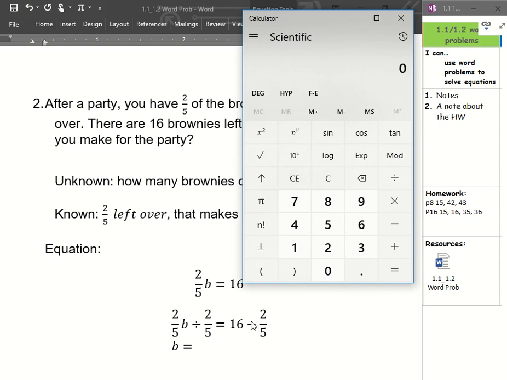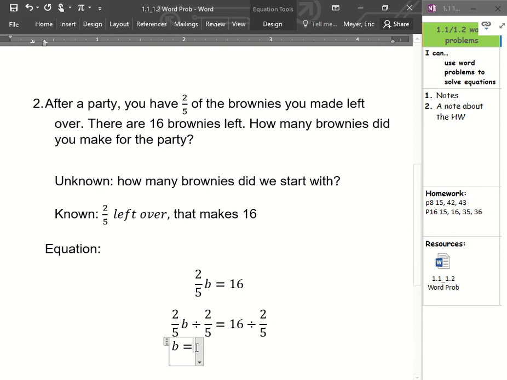Let's take a look at this specific problem. I can do 16 divided by, and then the parentheses for the fraction, 2 divided by 5. That makes the fraction 2 divided by 5, and tells me that it is 0.4. So when I hit enter, it actually does the math to get 40. We should have 40 brownies. Then we can check the work. Is 16 2/5 of 40? Yes, it is.